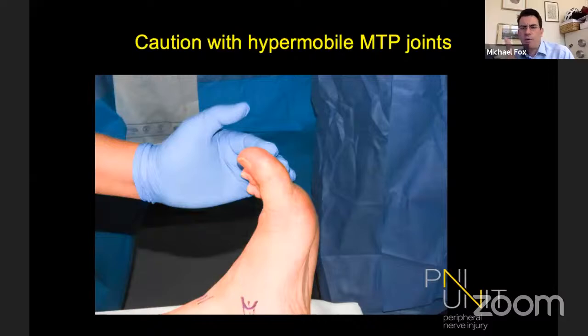If they have hypermobile MTP joints, then be very careful putting the tendon transfer onto EHL and EDL without first attaching it to the tibialis anterior. I like to put it onto the EHL and EDL because the patients like it. They like the fact that they put their feet into their shoes and their toes don't curl up.